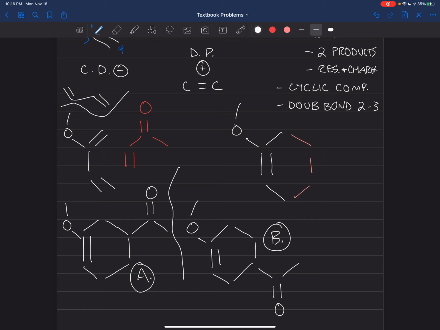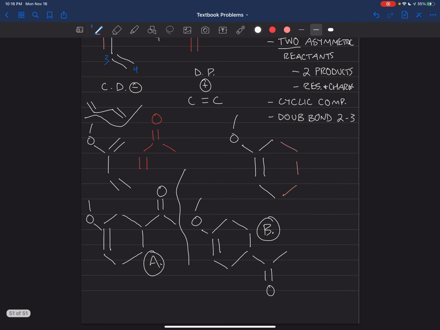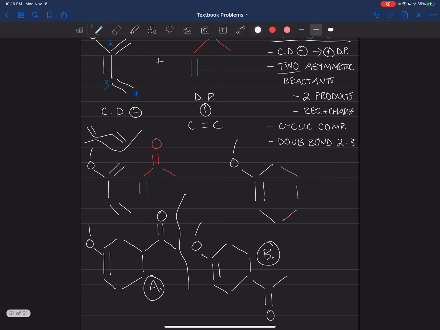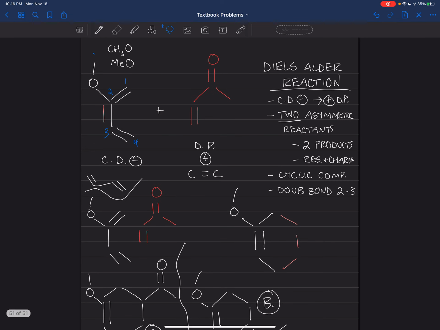The answer is actually the one on the right. Let me just confirm that. Yeah, the answer is the one on the right. But why? This is where it gets a little complicated. But this at least gets you to the point where you can understand what the products are. Now we just need to figure out what the major products are, okay? All right. This is where it gets a little crazy.